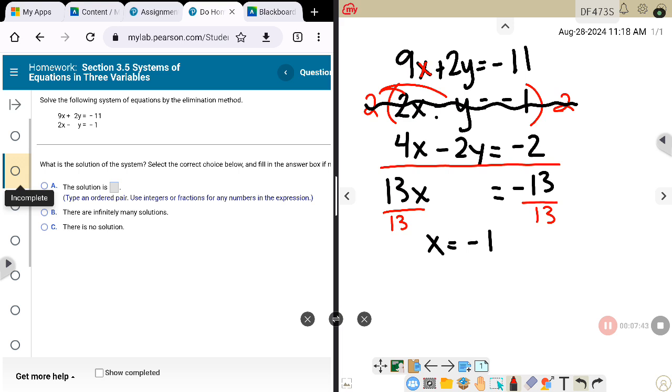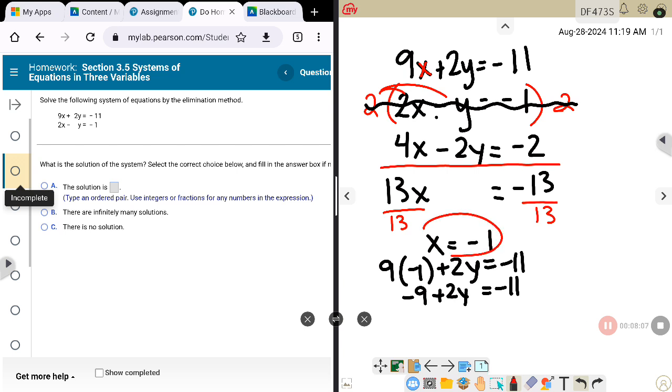So I've got 9 times negative 1 plus 2y equals negative 11. 9 times negative 1 gives me negative 9 plus 2y equals negative 11. So now I'm trying to get the y by itself. I've already got the x by itself. I know what x is. Now I'm trying to solve for y. So I'm going to add that 9 to both sides.